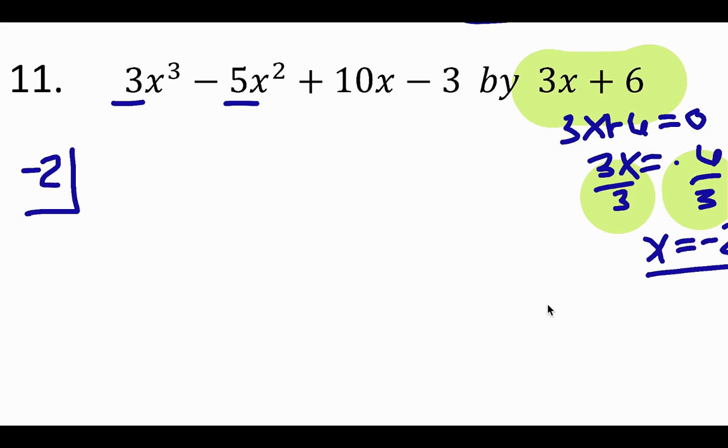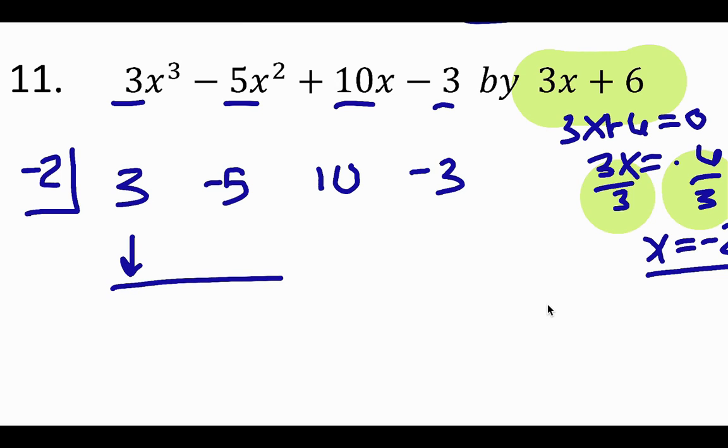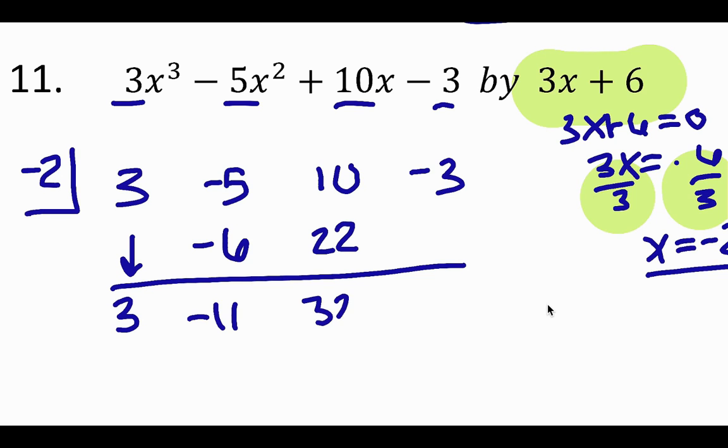Pulling off my coefficients are 3, -5, 10, and -3. Make sure to show subtraction as in addition of a negative. I start with 3. 3 times -2 is -6. Add down my row, I get -11 times -2 is +22, which gives me +32 when I add, and -64 when I multiply, which is a -67 when I add.